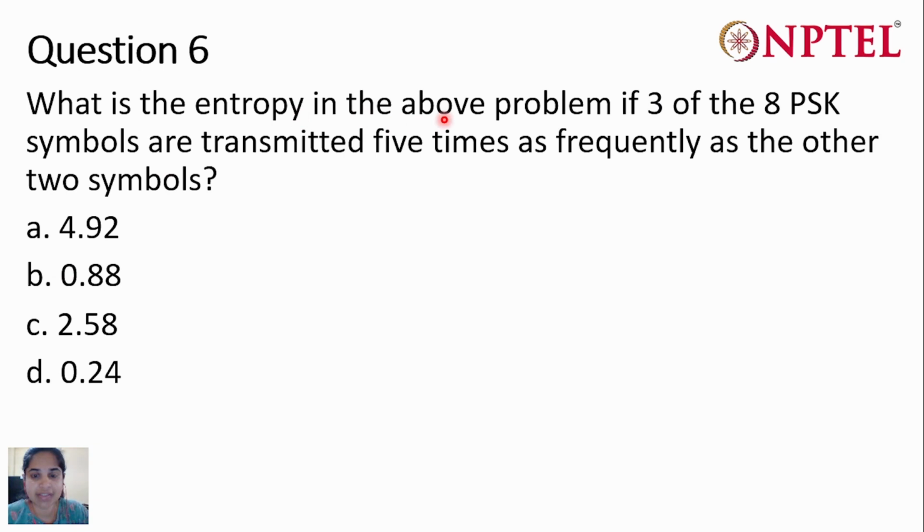What is the entropy in the above problem if 3 out of the 8 PSK symbols are transmitted 5 times as frequently as the other 2 symbols? So it's like 3 out of the 8 are transmitted 5 times more, with more probability. So how does your entropy formula change for this question?